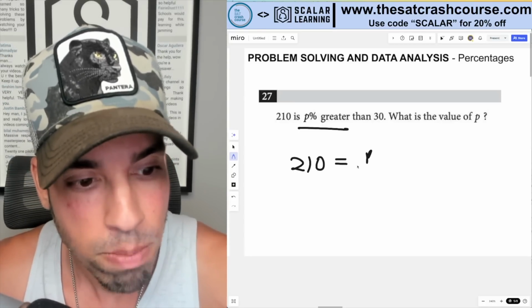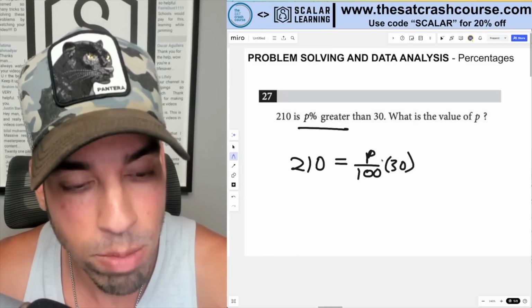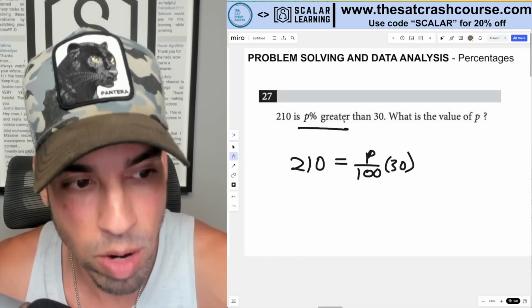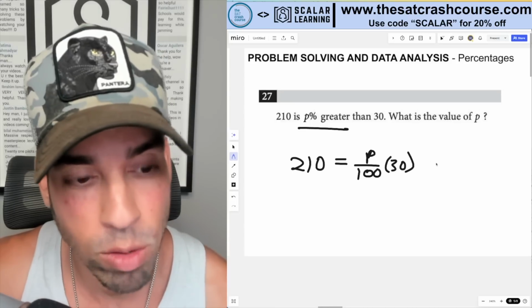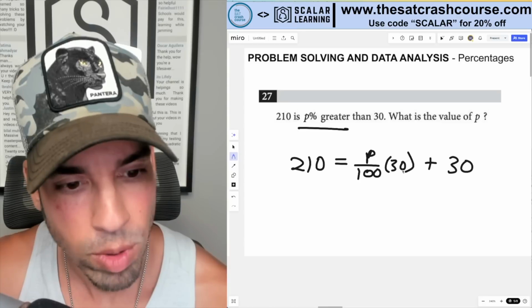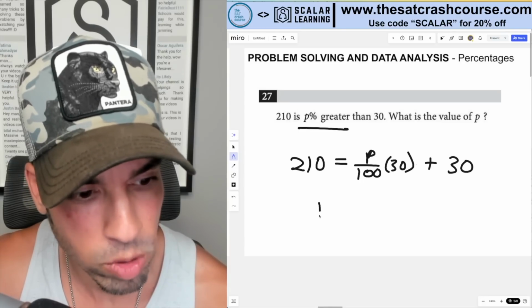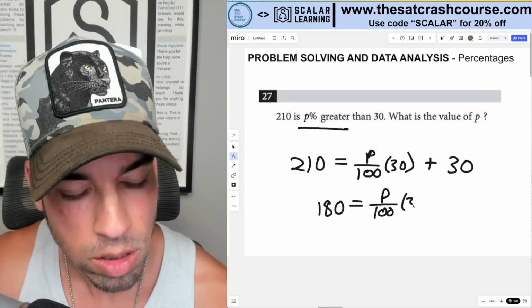So it's not saying p% just of 30. Well, yes, we are taking p% of 30, but then when it says greater or an increase, p% increased, right? Same language. We would be adding this back on to the original quantity. Now we're going to solve for p. We're going to subtract 30 from both sides, and we get 180 is equal to p over 100 times 30.